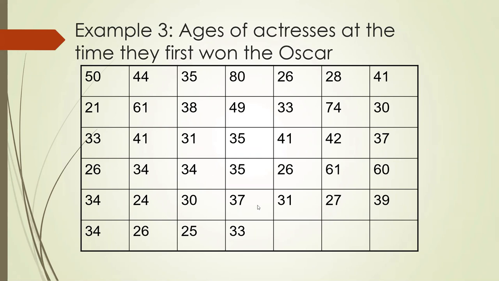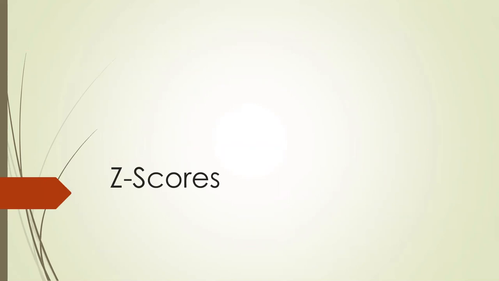All right, let's move on and talk now about our final topic in today's lecture. This is Z-scores, okay? And what Z-scores tell us is they're basically a measure of position of a data value in the data set.